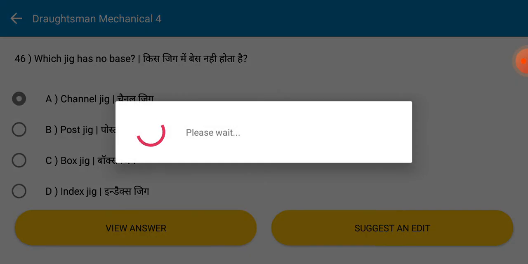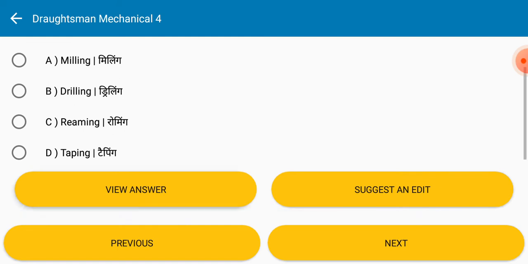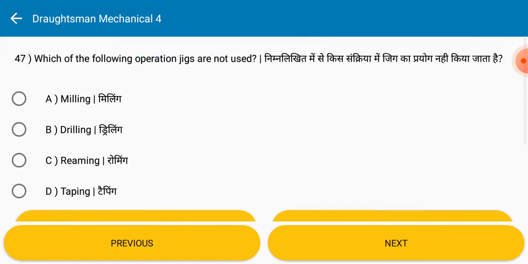Next question. Which of the following operations jigs are not used? Option number A is the correct answer. Milling. Milling operations jigs are not used.